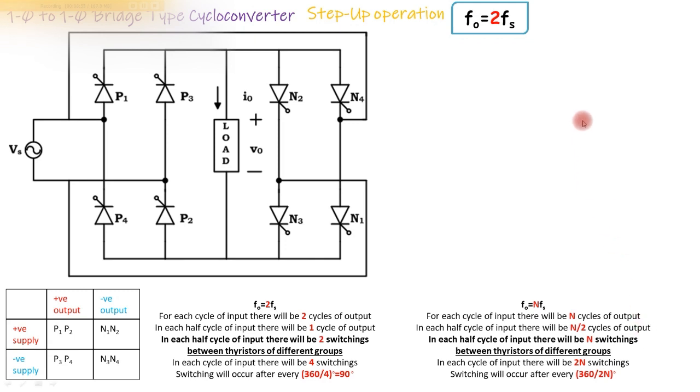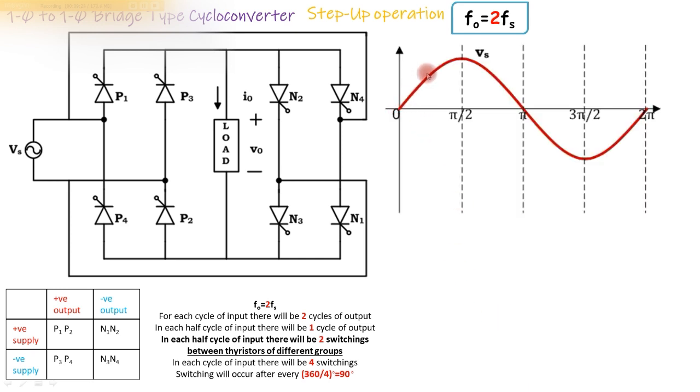Let us take up our first example where output frequency is exactly twice the supply frequency. So this is the circuit for single phase to single phase bridge type cycloconverter. This is the table that represents, for particular type of output at particular supply, which set of thyristors must be fired, and this information tells us how the switching must be done in order to perform step-up operation. So this is the supply with RMS value Vs.